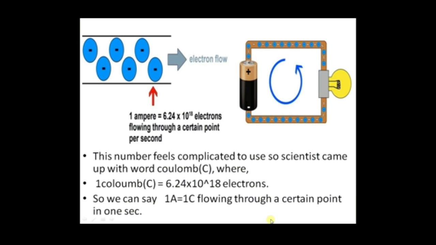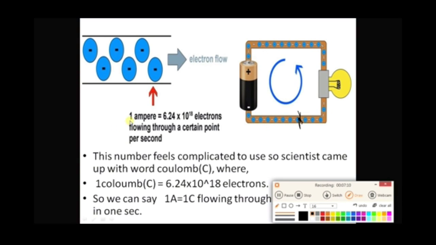Now we saw what is current, but how to quantify it, meaning what is an ampere, how that unit is decided. A current is said to be 1 ampere when 6.24 times 10 raised to 18 electrons flow through a certain point in 1 second. If we consider this point, and 6.24 times 10 raised to 18 electrons are flowing through this point in 1 second, then it can be said that 1 ampere of current is flowing through it.